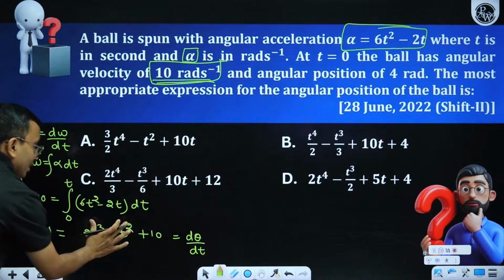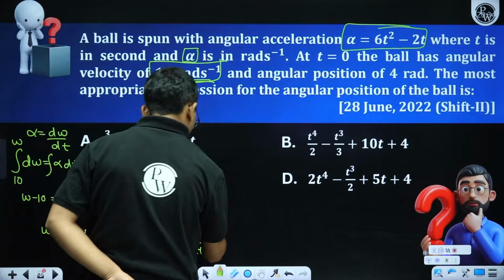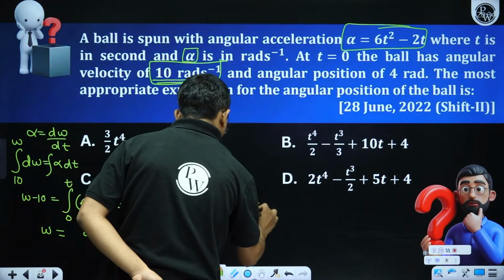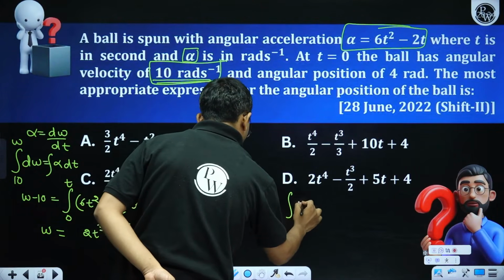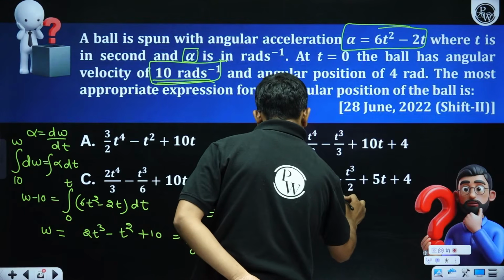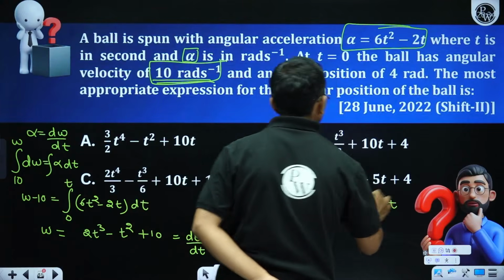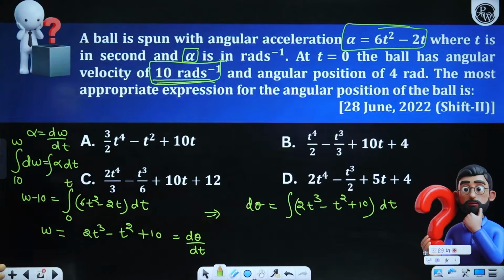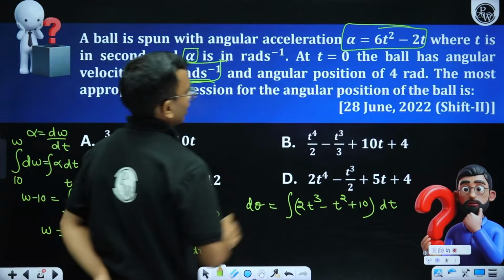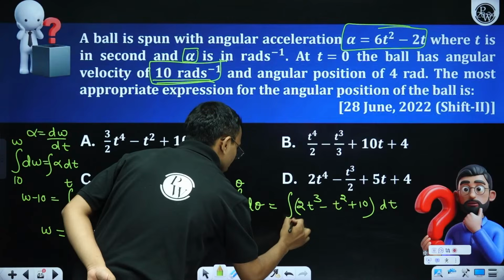Okay, then integrate it with proper limits. So I will write d theta equals the integration of (2t cube minus t square plus 10) dt, and time goes from 0 to t. The angular position goes from the initial angular position, which was 4, to theta.